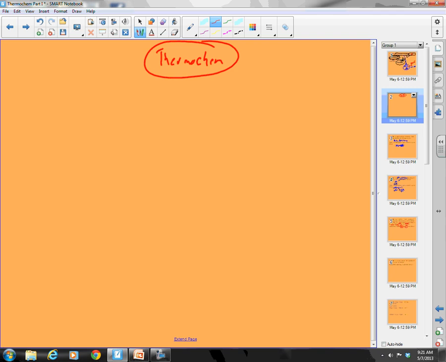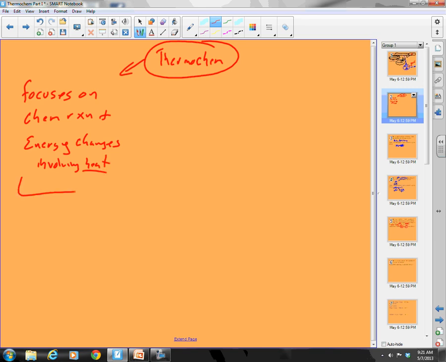And we've learned some things about thermochem. We said that thermochemistry does what? It focuses on chemical reactions and the associated energy changes involving heat, right? And I said, hey, really, what this is all about is heat. Maybe I should say chemical reactions and heat. That's what we're really focusing on in thermochem.